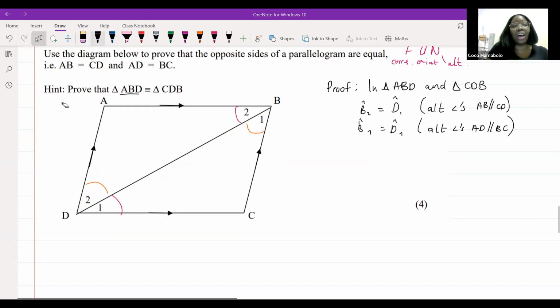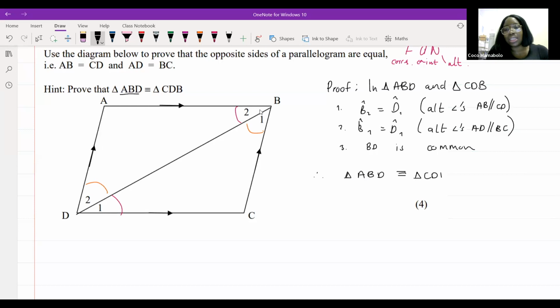Okay, good. And the last step, which many of you have already alluded to, is that BD is common. I've got my three reasons, 1, 2, 3. That's enough for me to prove congruency. So I can say, therefore, triangle ABD is congruent to triangle CDB.